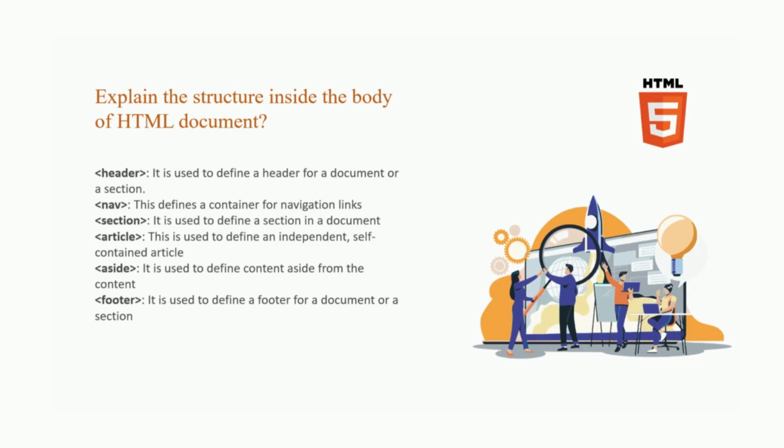First of all, header. Header is used to define a header for a document or a particular section. Nav. This defines a container for navigation links. Section. It is used to define a section in a document. Article. This is used to define an independent, self-contained article. Aside. It is used to define content aside from the main content. Footer. It is used to define a footer for a document or a section.